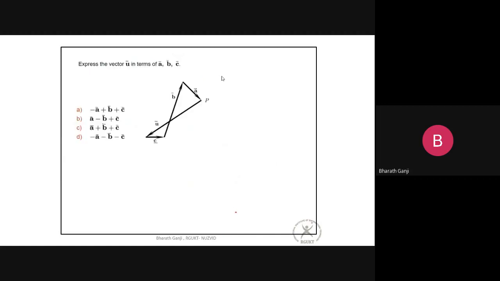So here is the next question. Here you have to express the vector u bar in terms of a bar, b bar, and c bar. Try to express it. Meanwhile, I'll post the link for submitting your answers. I've posted the link. If you have the answer, you can post the answer. Any doubt or something?